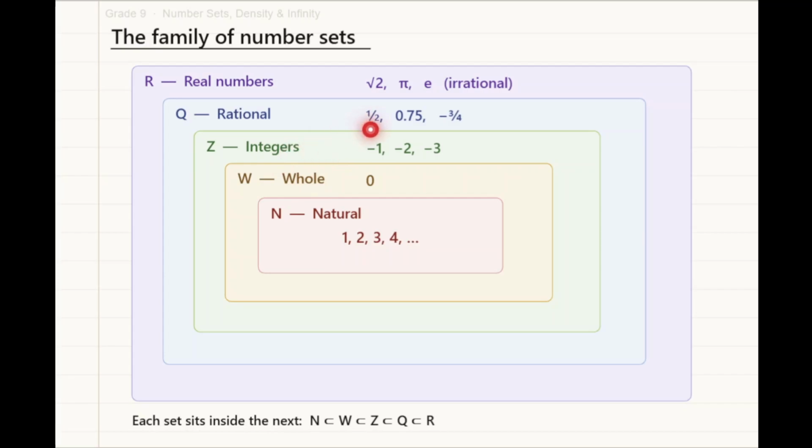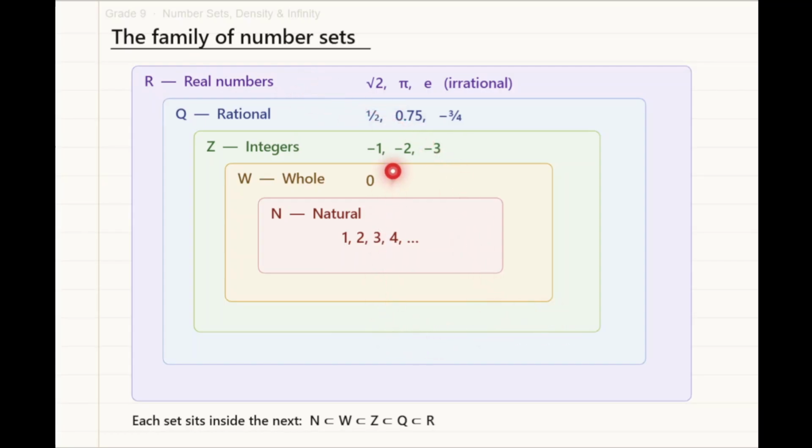Now, when you add fractions or decimals to integers, what you get is the rational numbers. So the rational numbers contain integers, the negative numbers, the number 0 and the positive numbers. And then when you add irrational numbers to rational numbers, what you get is the real numbers. So real numbers is the biggest family, which contains all the other numbers.